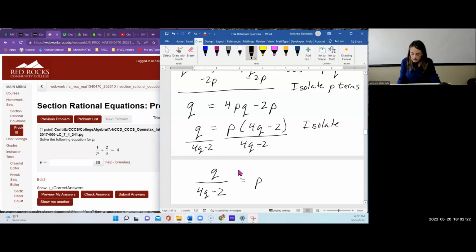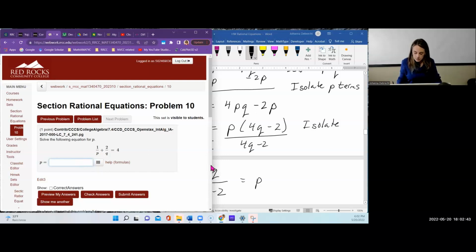I know it's tempting, but you cannot cancel these Q's. This has subtraction next to it, and anything with addition or subtraction touching it cannot be reduced. This is simply the final result that we have for P, with the caveat that P, of course, cannot be 0. Let's enter this in and see what we get.